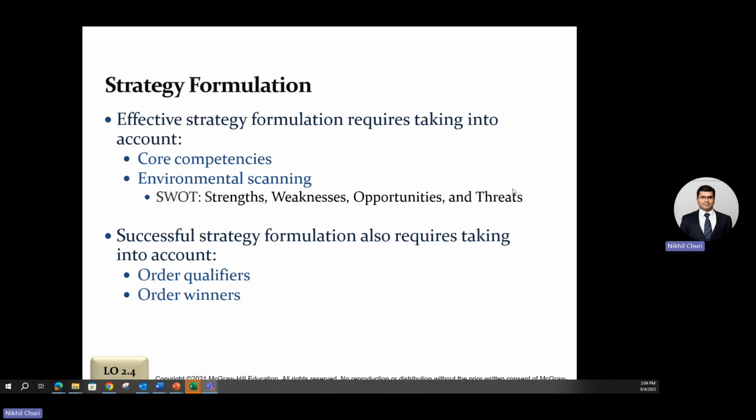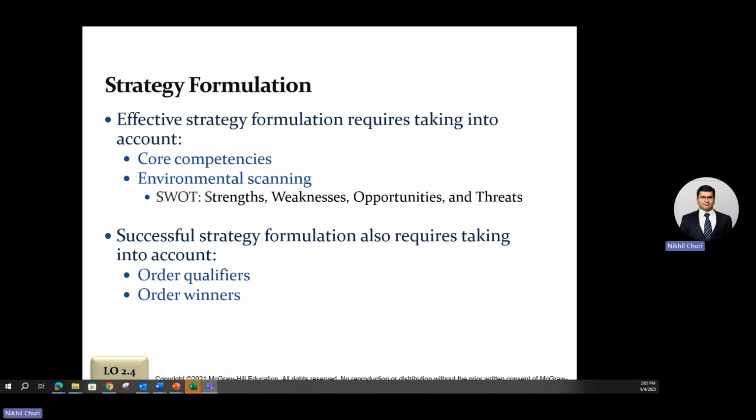Again, an effective strategy formulation requires taking into consideration two important aspects. First one is a core competency that we learned in our previous few slides. And the second one is the environmental scanning. And one of the key tools, a very important tool to understand and use during the environmental scanning, is the SWOT analysis. I'm sure many of you or all of you have used it. If not, we'll be discussing a little bit more about the SWOT analysis in a few slides later on. And also we'll be pulling up some websites to learn more about the SWOT analysis for a few companies.